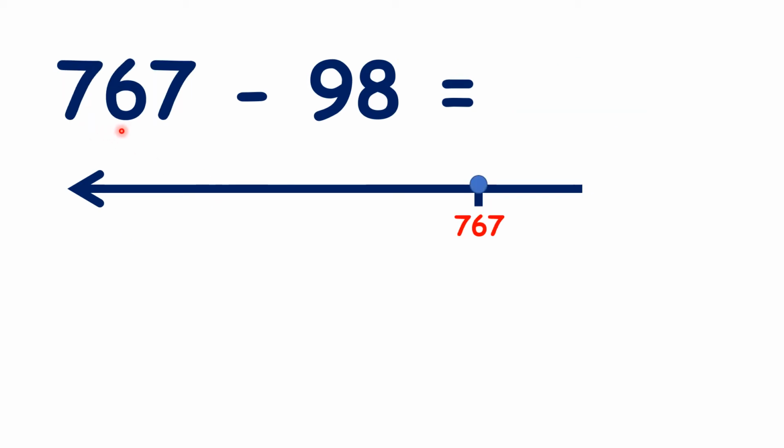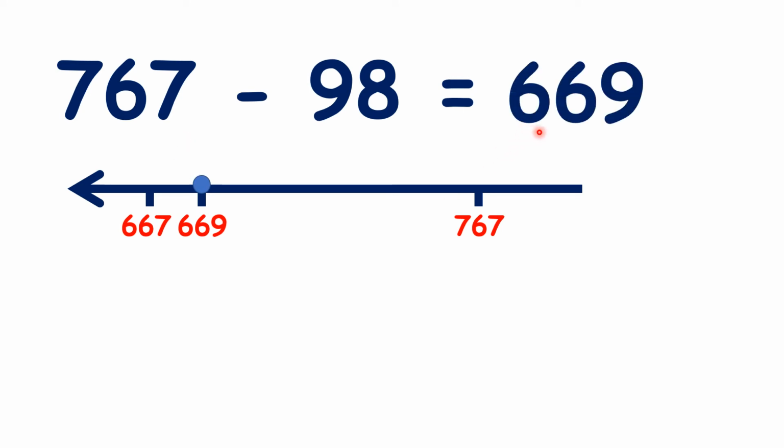So what is 767 minus 98? We can subtract 100, then add 2 to give us our answer, 669.